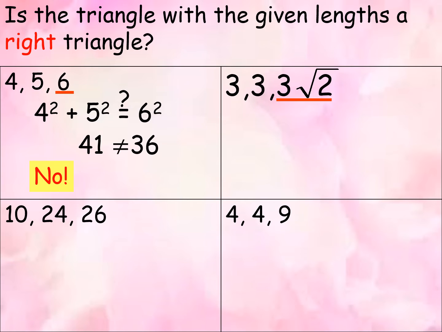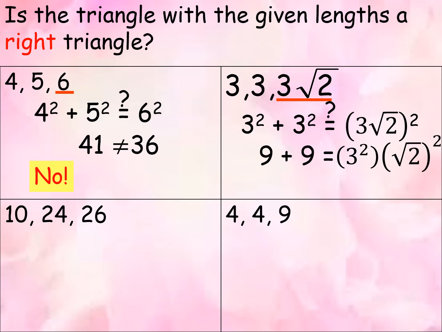Now let us have the second one. 3 square root of 2 is the longest side. 3 squared plus 3 squared, is it equal to 3 square root of 2 squared? So 3 squared is equal to 9. So we have 9 plus 9. Is it equal to 3 squared times the square root of 2 squared? So in here, we cancel the radical symbol and the power of 2. So we get on the left side 9 times 2. So 9 times 2 is 18. And 9 plus 9 is 18. So 18 is equal to 18. So therefore, it is a right triangle.